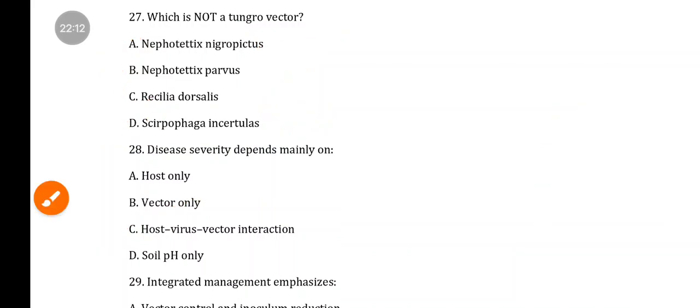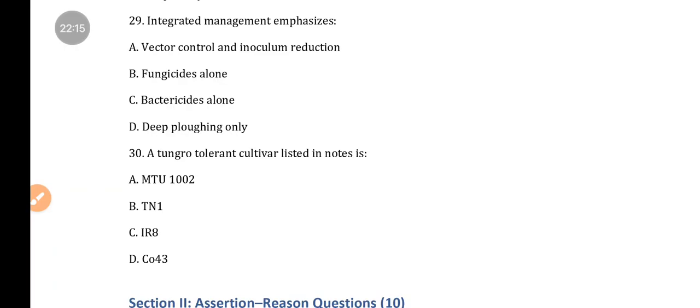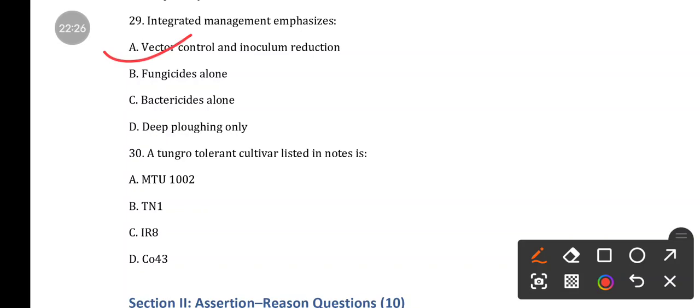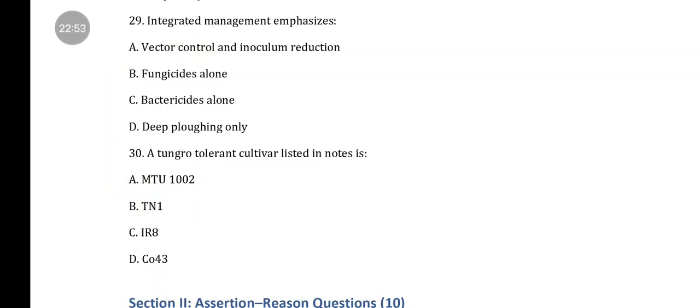Next, question number 29. Integrated disease management emphasizes option A, vector control and inoculum reduction, option B, fungicide, option C, vectoricides alone, option D, deploying. Obviously, IDM for Tungro is vector control and inoculum reduction. Then question 30. A Tungro tolerant cultivar listed in notes is, option A MTU 1002, option B TN1, option C IR8, option D CO43. Answer is MTU 1002. This is a Tungro tolerant cultivar.